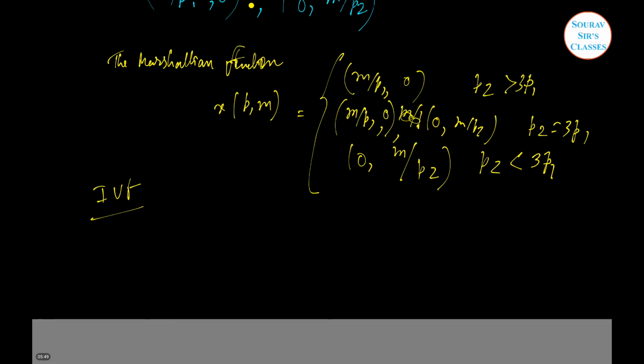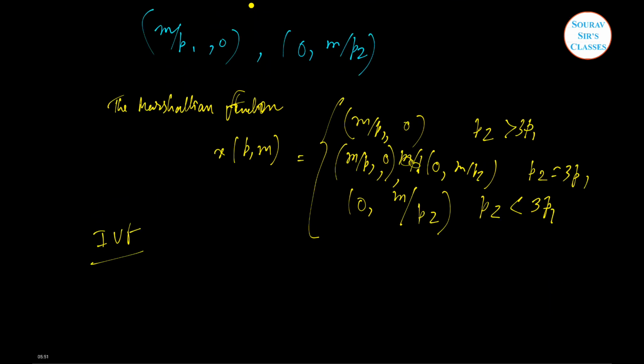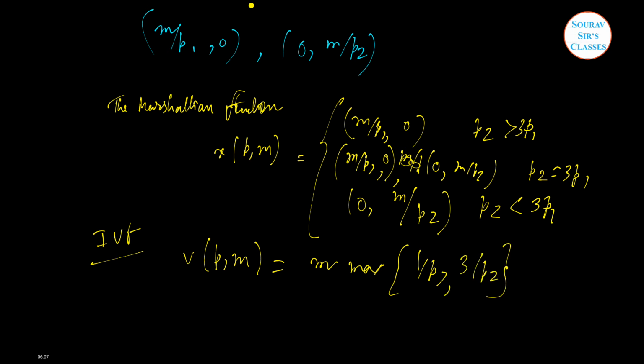Okay. So the format is very important. Please remember the format, how I am writing. The indirect utility is considered as V of P, M. M is the income, into the maximum value of 1 by P1, 3 by P2. Why this 1 and 3? Because good two is being purchased 3 times. That's why. Okay. So now our first question is done with respect to this idea.